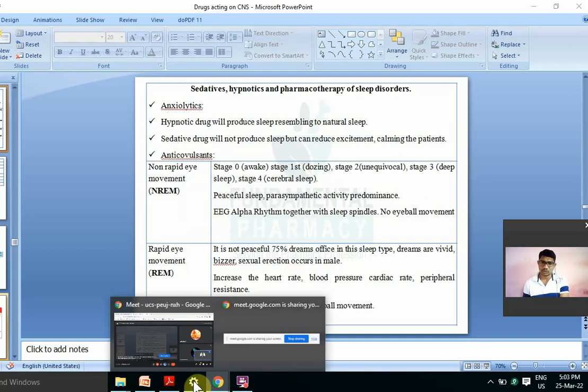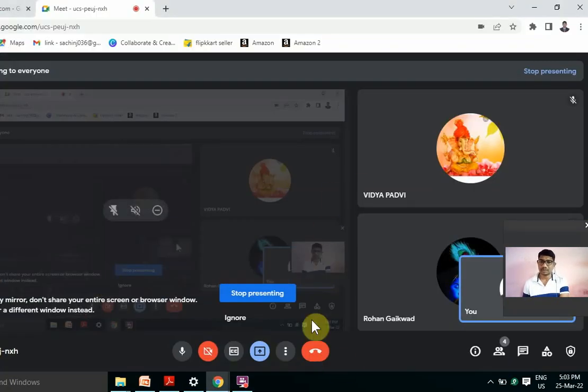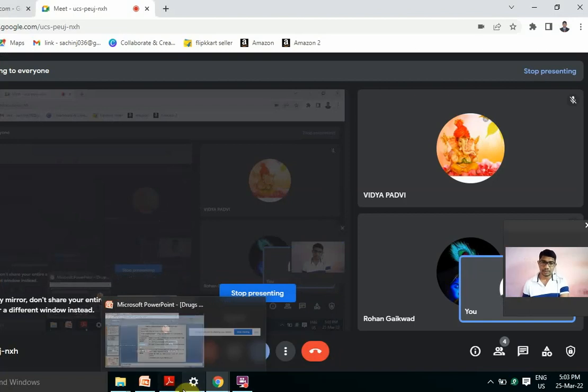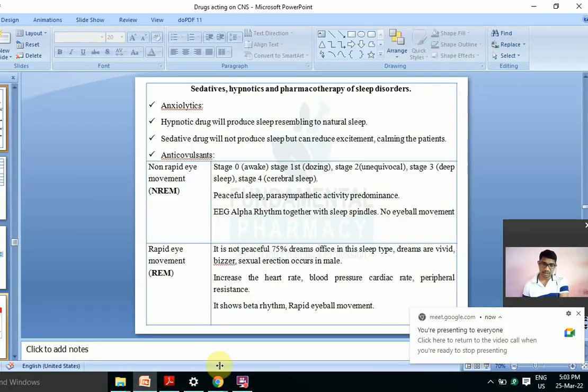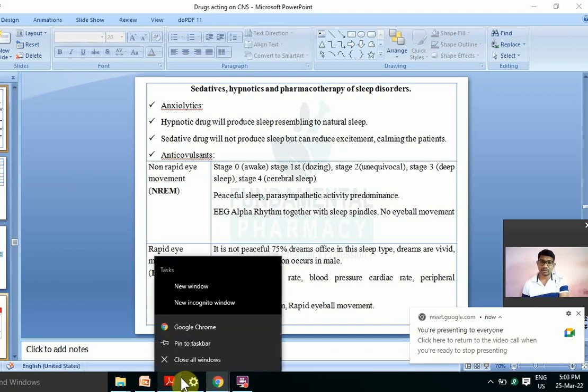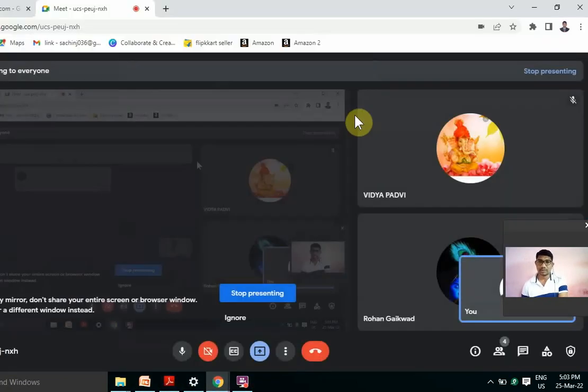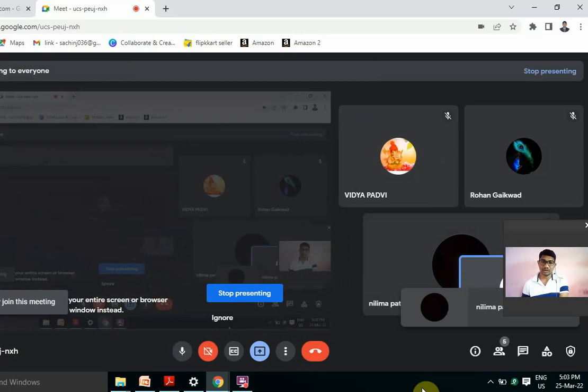And this REM sleep will show beta rhythm in the EEG. So whatever the EEG, beta rhythm will be there. In this REM sleep, sympathetic activity will be predominant.